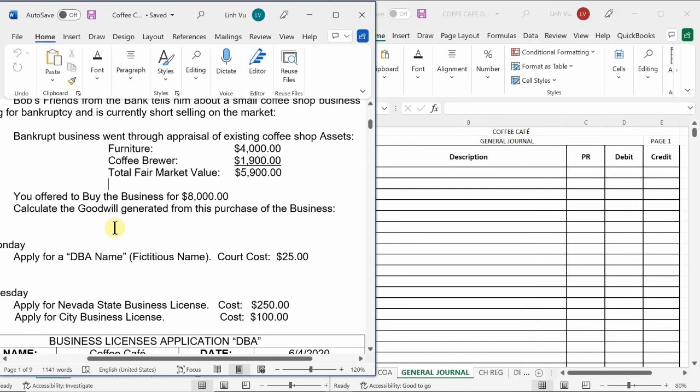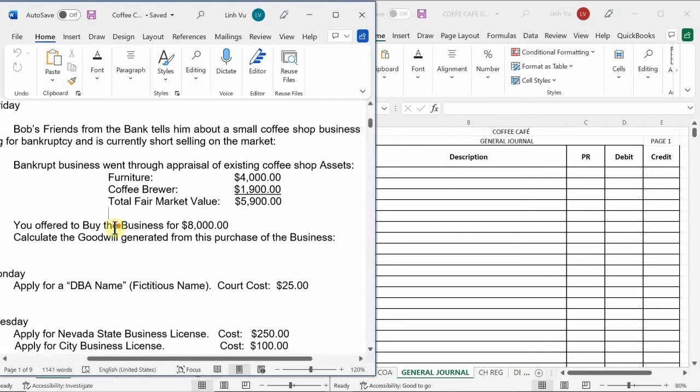How can you open a checking account if you don't know what your business is, if you haven't applied for a business license? How can you open up a bank account? Yeah, makes sense, because we need to know the name.